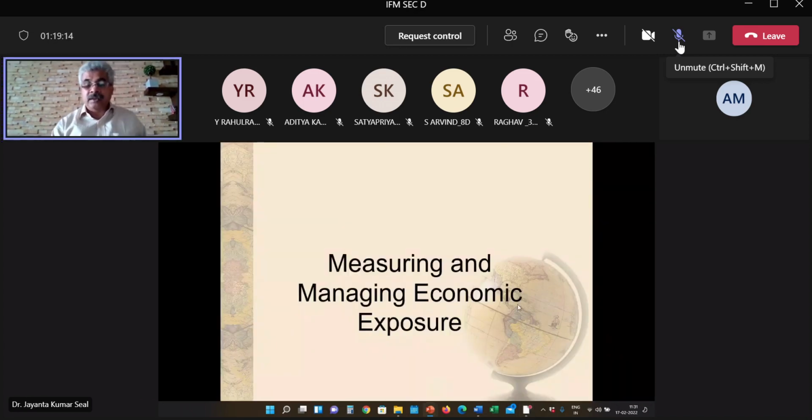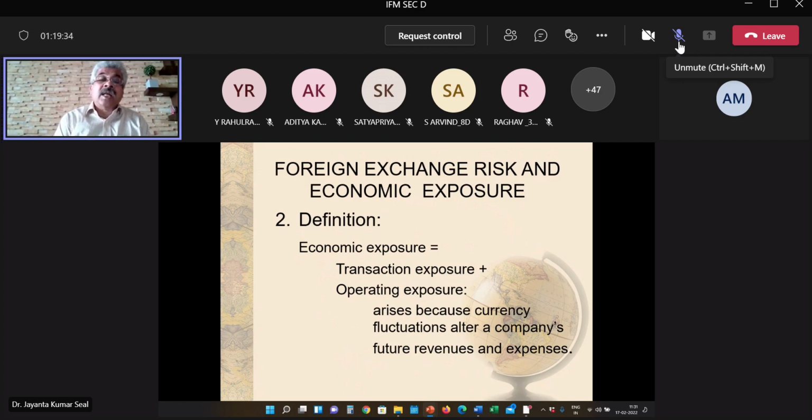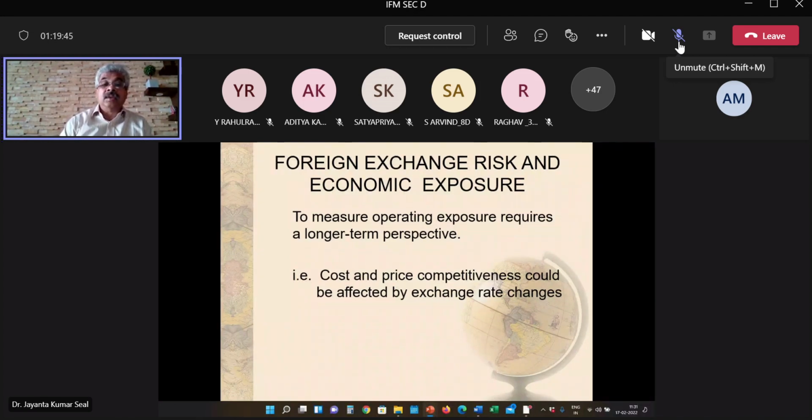Okay, let us see. So economic exposure focuses on the impact of currency fluctuations on firm's value, the most important aspect of foreign exchange risk management, which you have talked about. So incorporate expectations about the risk into all basic decisions of the firm. So economic exposure, as I have told you, is divided into transaction exposure and operating exposure. It arises because currency fluctuations alter companies' future revenues and expenses. We talked about transaction exposure in detail. Now here we'll be talking about only operating exposure.